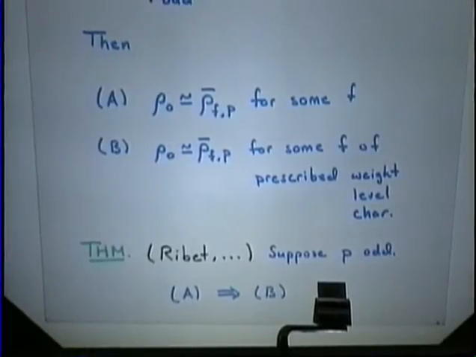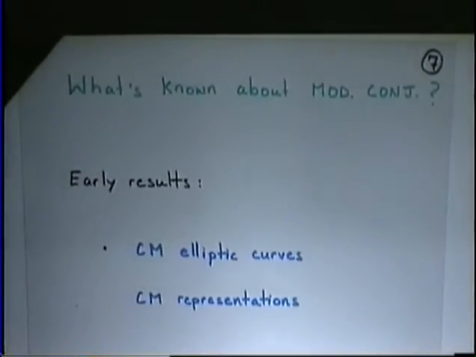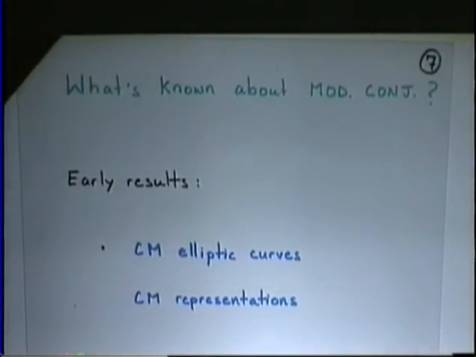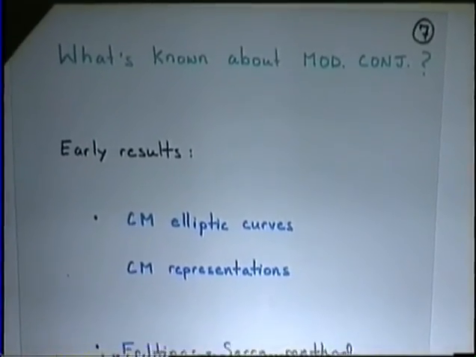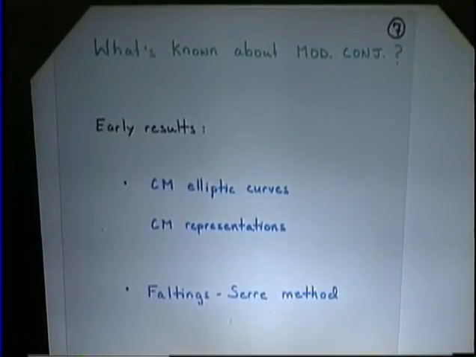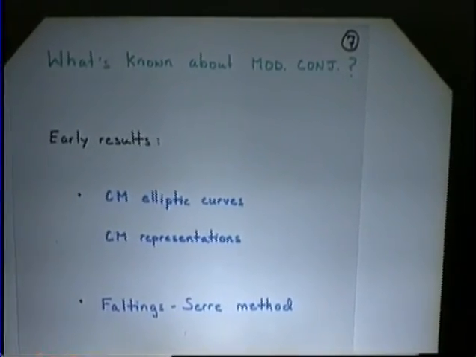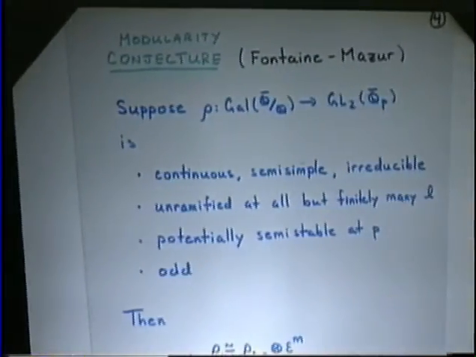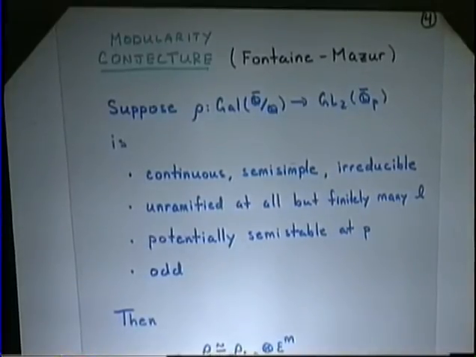All right. So moving on. So what's known about this modularity conjecture? Maybe I'll put this conjecture up here so we can have it to refer to. Well, early results would be things like, CM elliptic curves are modular. So this goes way back, to the early part of the 20th century. More generally, you can prove some results about CM representations. By CM, I mean things with complex multiplication, of course.